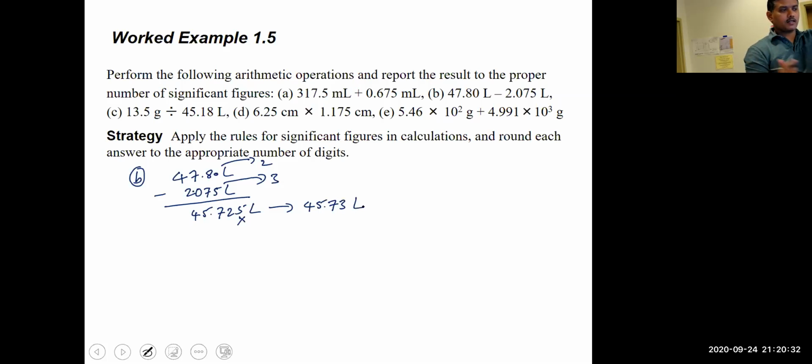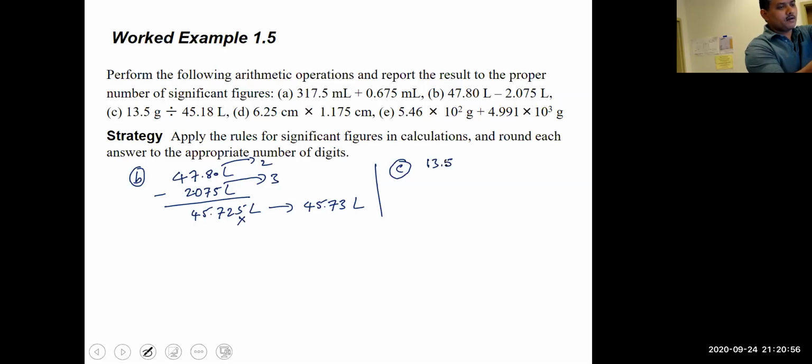That will be the correct significant figure. Let's work on C. So C is doing a division. The division rule says that your final answer will have the same number of significant figures as the least significant figure digit. So let's see how many significant figures you should have.